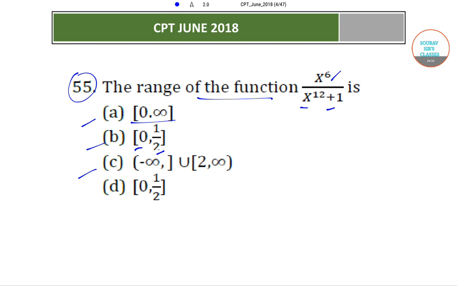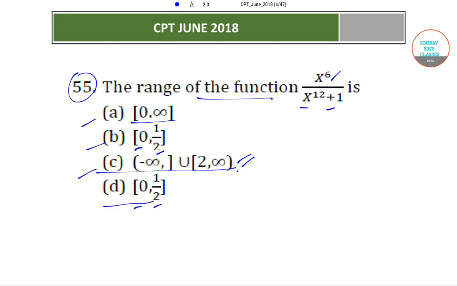minus infinity. Right, there has been a mistake in this range, in this interpretation, but nevertheless let's move on to the next option, close interval 0 to 1 by 2. So these are the options that we have been given.